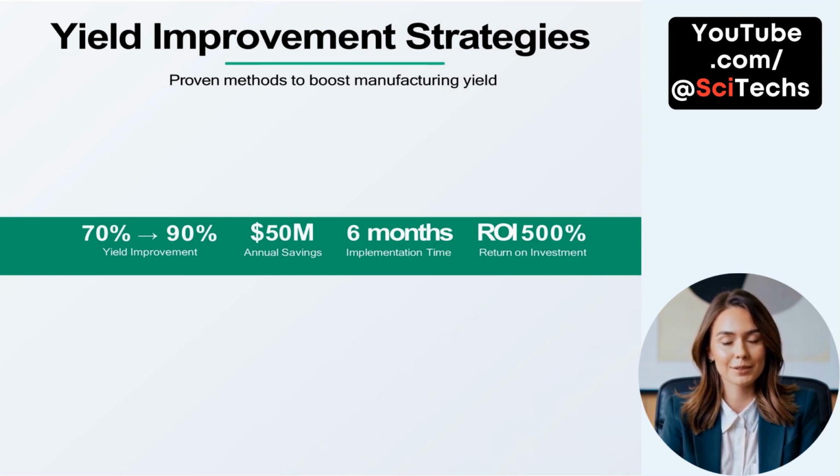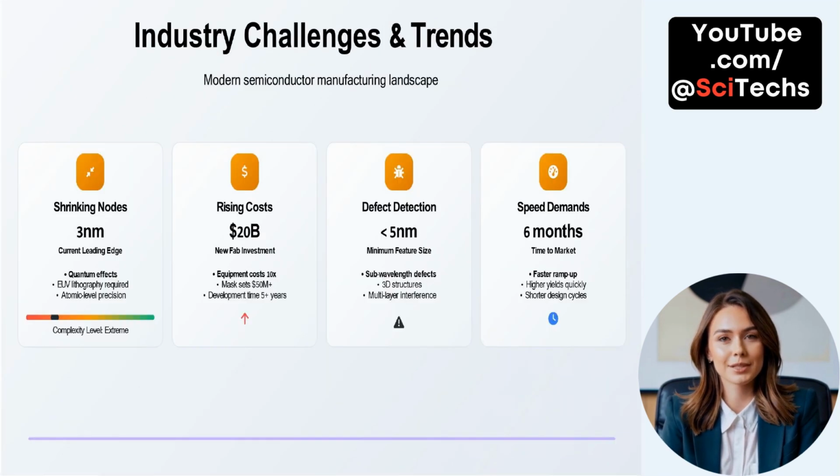For both mature fabs and new production lines, these strategies are not just operational upgrades, they are strategic levers for growth and competitiveness. Industry challenges and trends. The modern semiconductor manufacturing landscape is shaped by increasing complexity and urgency. Shrinking nodes are now pushing the boundaries of technology at the 3 nanometer scale. At this level, quantum effects become significant, requiring extreme ultraviolet, EUV, lithography, and atomic-level precision. The complexity level is extreme, making process control and defect prevention more critical than ever.